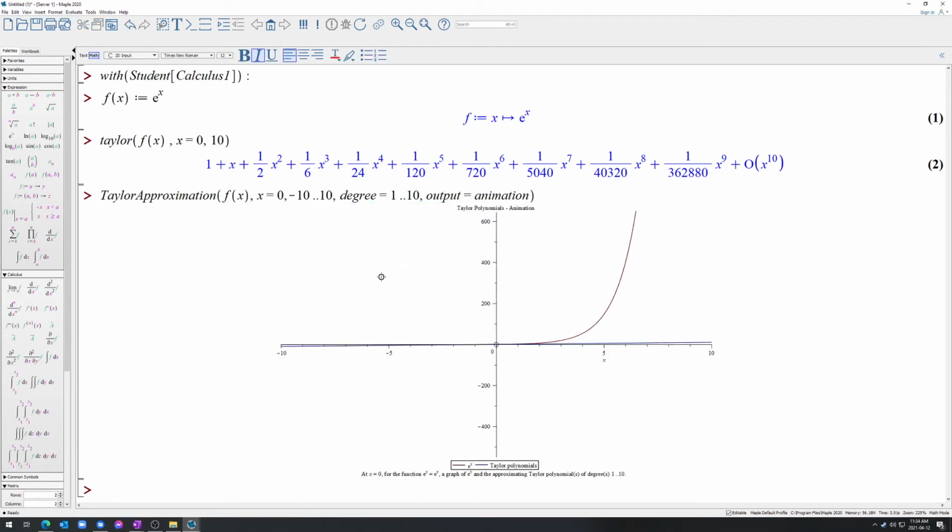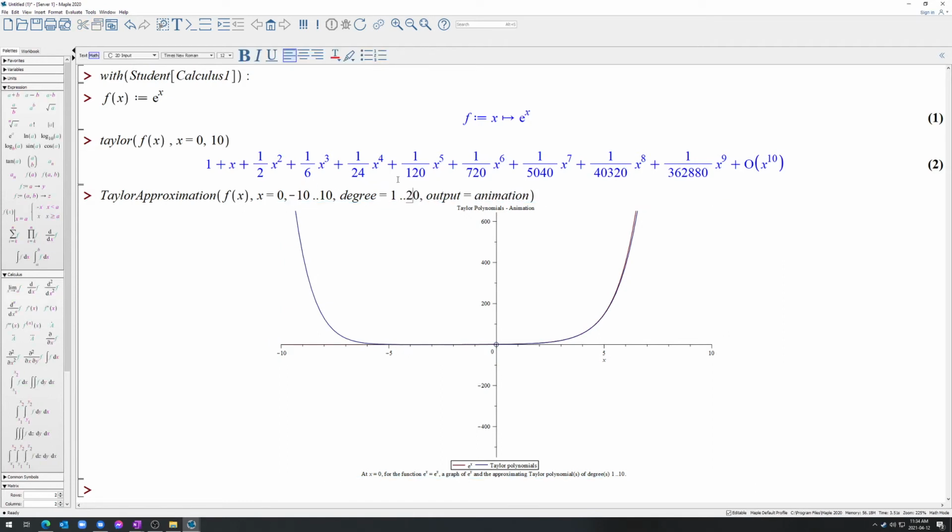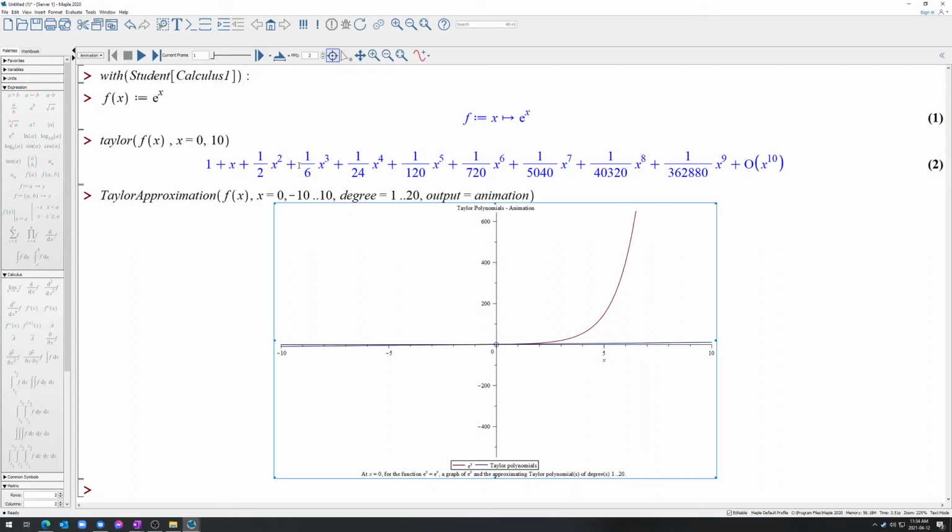We can even zoom out a little farther. Here's -10 to +10. And here's that animation again. You can see it's getting closer and closer over a wider and wider interval. Eventually, we will need to include more terms to see that proper convergence. So here's the first 20. And there we go. We've pretty much converged over the entire plotting interval from -10 to 10.